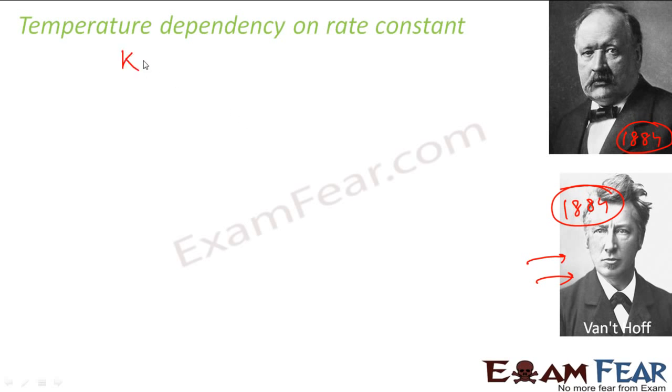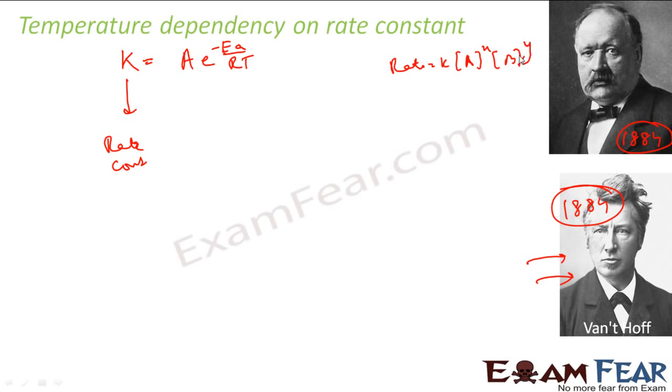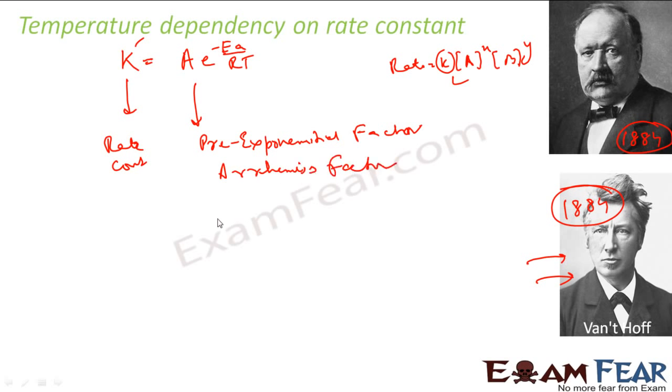He gave an equation: K is A e to the power minus Ea by RT. This is called the Arrhenius equation, where K is my rate constant we have studied. The same rate is nothing but K [A]^x [B]^y, right? The same K is here. A is called the pre-exponential factor. It is also called the Arrhenius factor. It is also called the frequency factor. There are so many names for this.